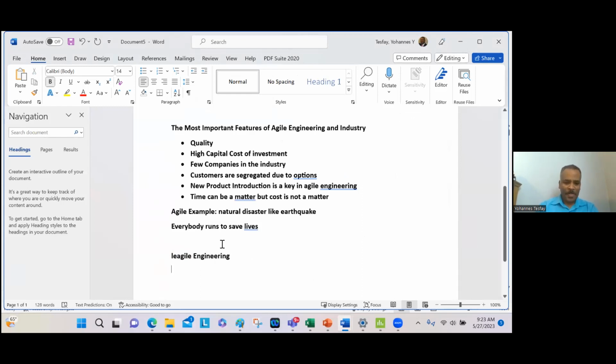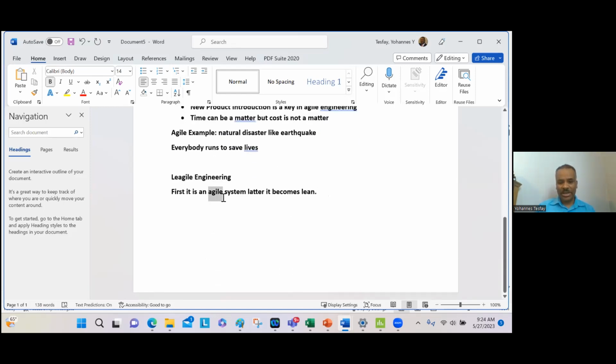First it is an agile system, later it becomes lean.